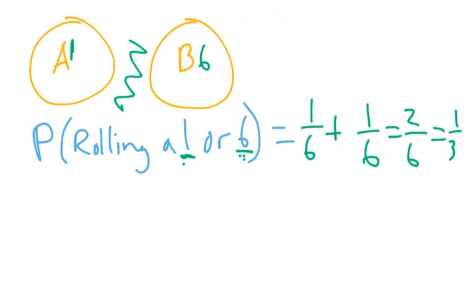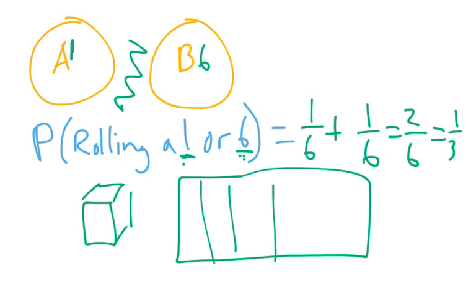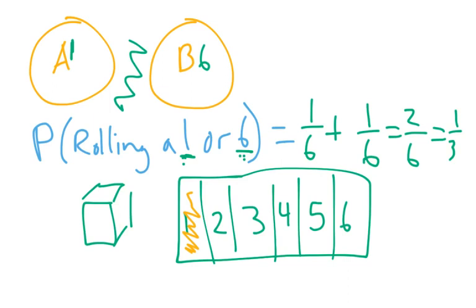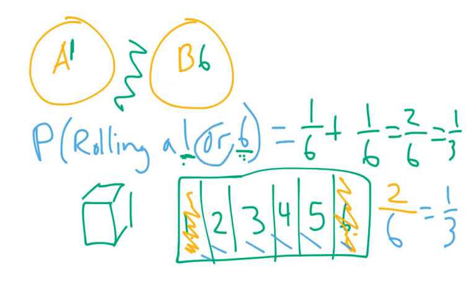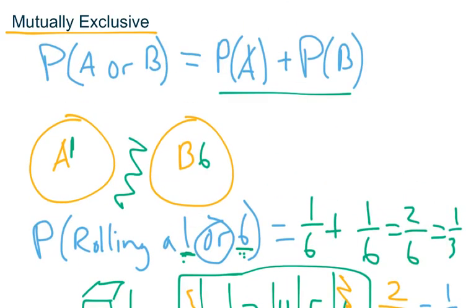Now, let's think about it. If we draw this out, we have on our dice 6 possibilities. You're either going to roll a 1, a 2, a 3, a 4, a 5, or a 6. We're happy if we get the 1 or the 6. Let's look at that ratio. We have 2 out of 6, aka 1/3. So if they're mutually exclusive and we're looking at an "or" situation, you add the probabilities.